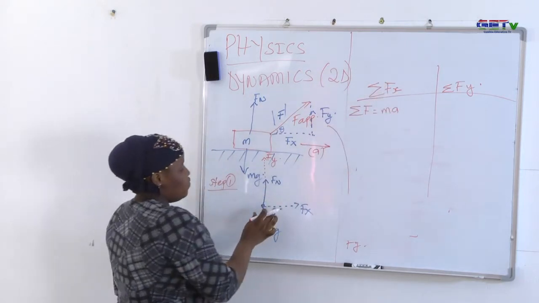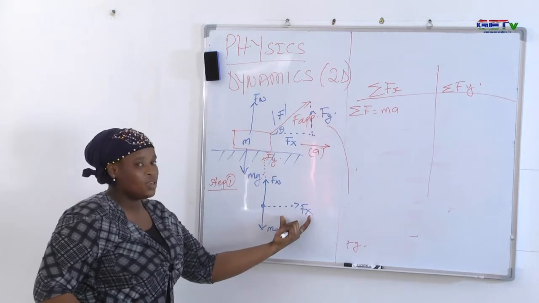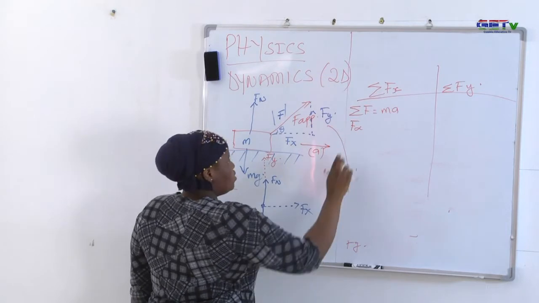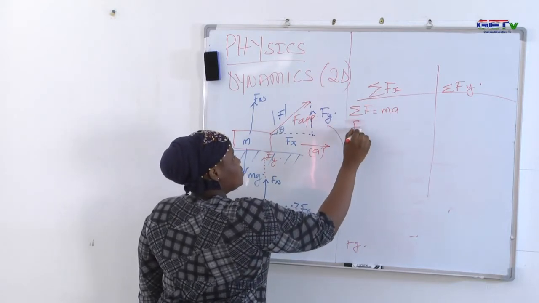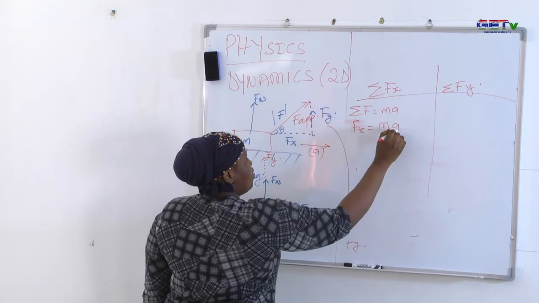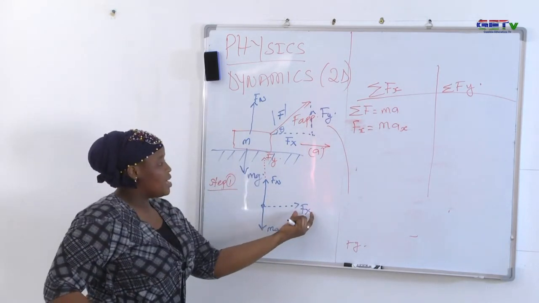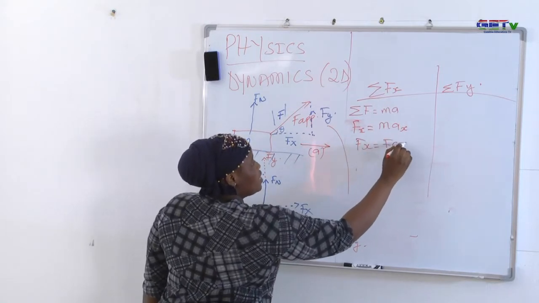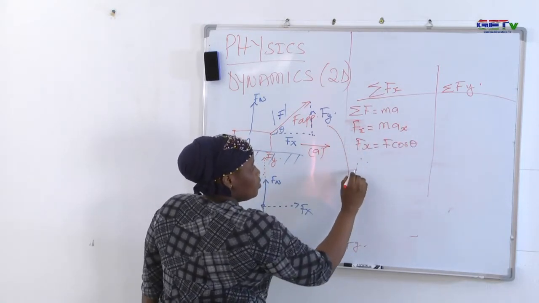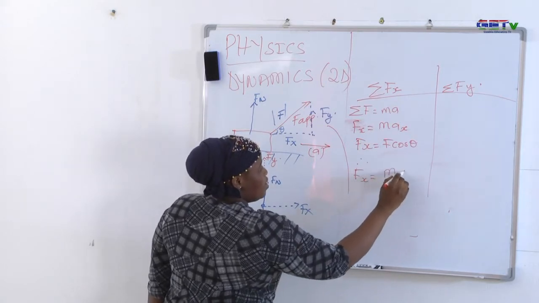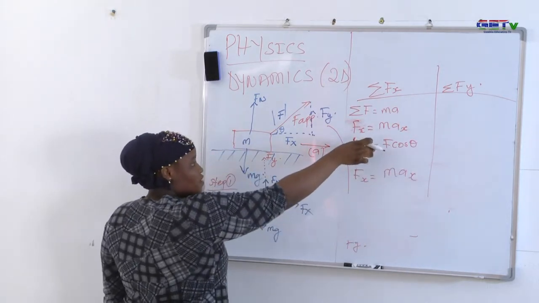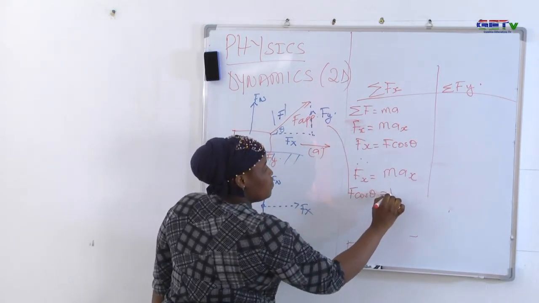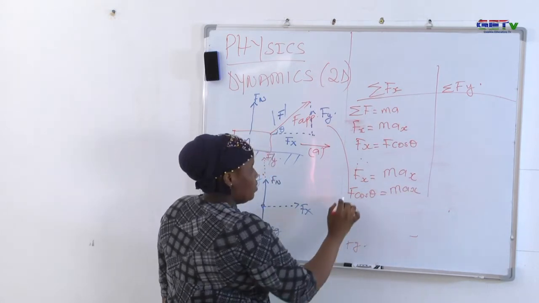If you look at my diagram, there is only one force acting on the x-axis, which is Fx. So I will write Fx, which is equivalent to max. But which force is on the x-axis? It is Fx, and Fx is given as F cosine theta. Therefore, Fx will be max. We substitute. In place of Fx, I will just write F cosine theta, which is equivalent to max. And that is it.